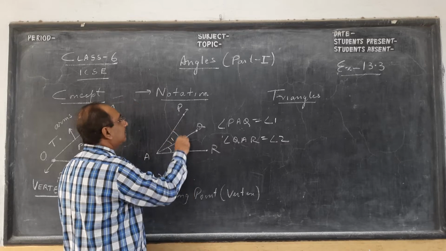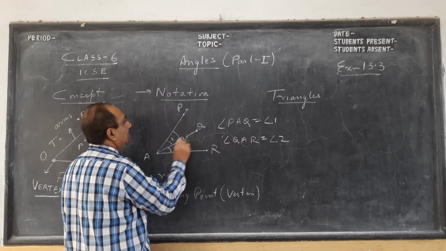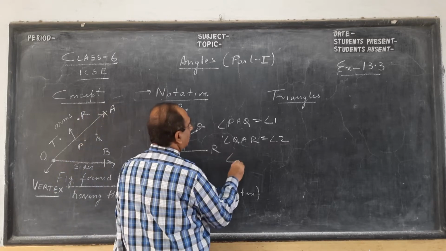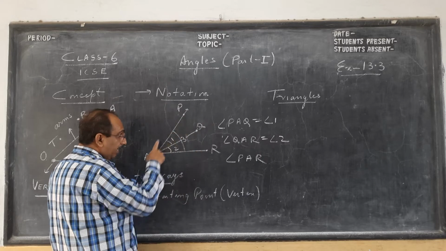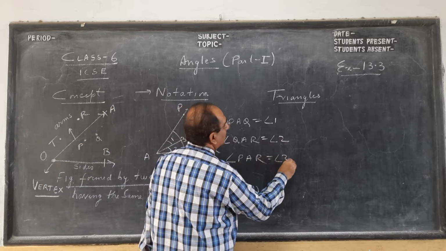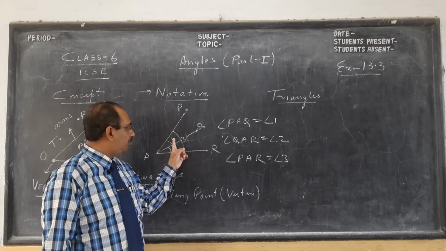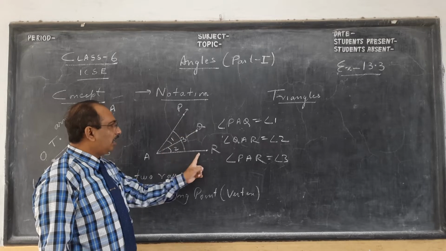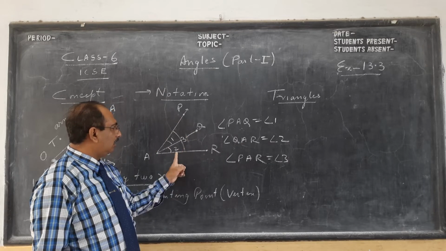One more angle is there, children, number 3, which I write like this. See how I write, it is PAR. Angle PAR is the biggest angle, the full angle, angle 3. Once more, PAQ is angle 1, you can see in books also, QAR is angle 2, and this big angle PAR is angle 3.